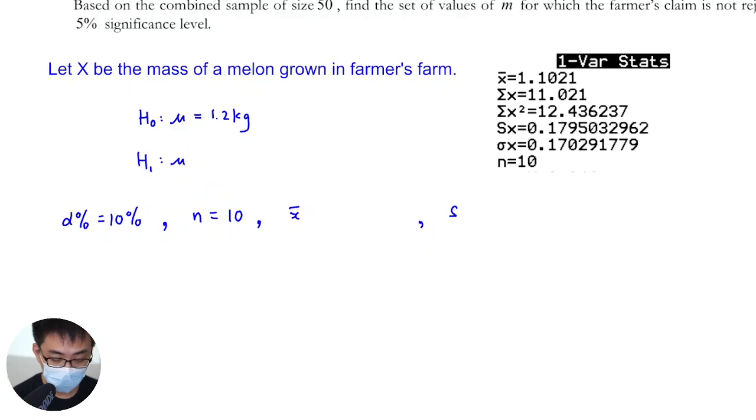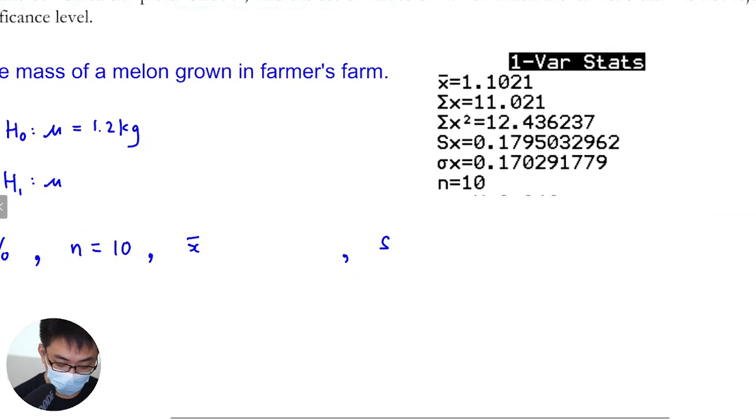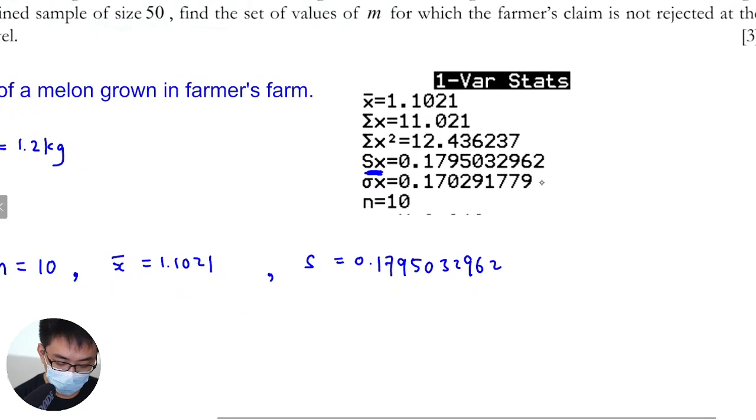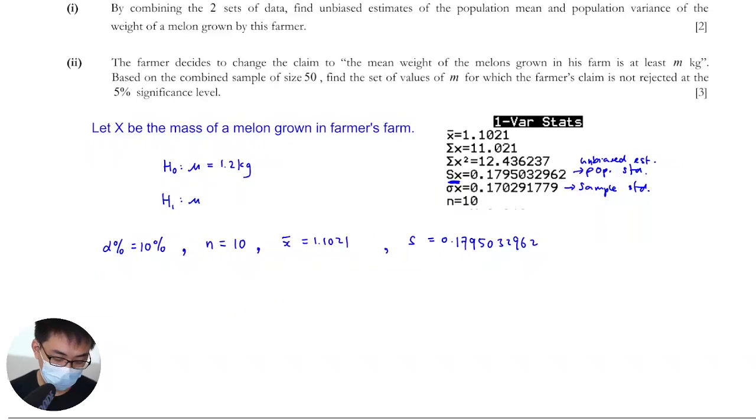Copy this down. This is where you need to make sure you know the symbol. If you are using the unbiased estimate of population standard deviation, this would be 0.179503296. Your x bar here would be 1.1021. This is the sample standard deviation, the unbiased estimate. So just use the s there.